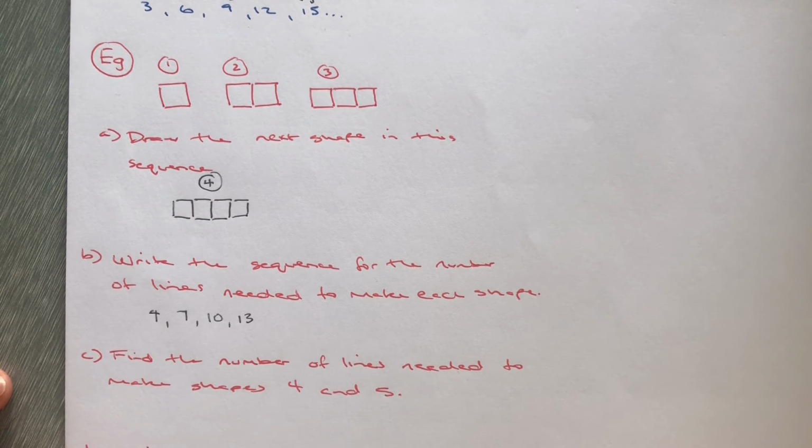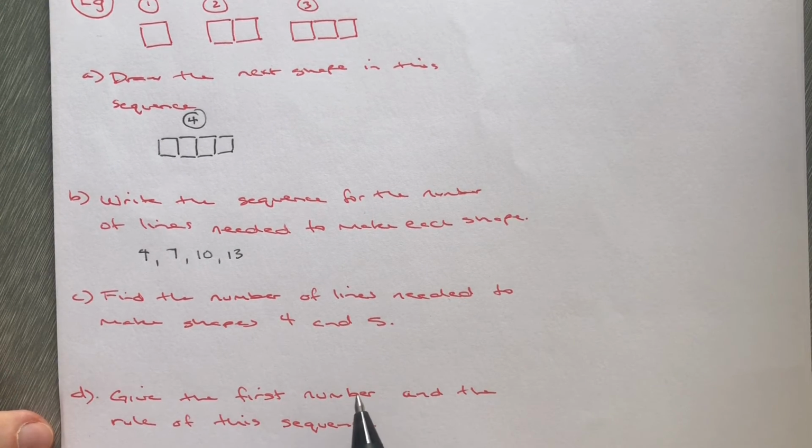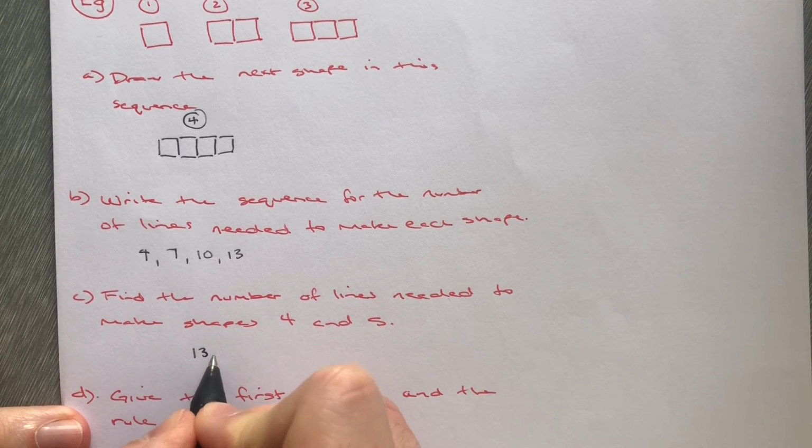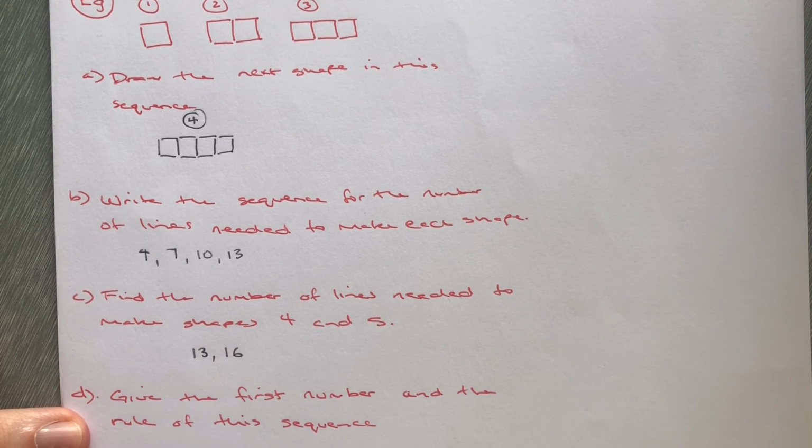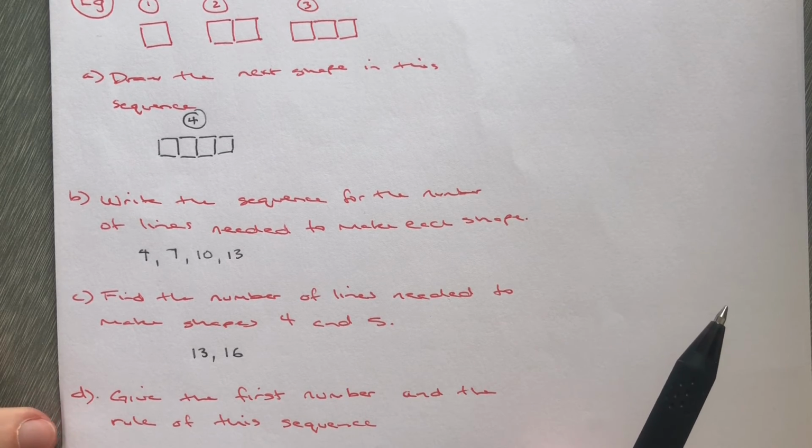Alright, awesome. Can you see that it looks like, with our number pattern here, or our sequence, that 4 is our first term, and then we're going up 3 each time? To go from 4 to 7, you plus 3. To go from 7 to 10, you plus 3. To go from 10 to 13, you plus 3. That's the pattern that's just going to continue if we put an extra shape on the end. So question C, find the number of lines needed to make shapes 4 and 5. We already worked out that 4 is 13. And if we're adding 3 each time, to make the fifth shape, we're going to need 16 lines. That's just the next term in the sequence.